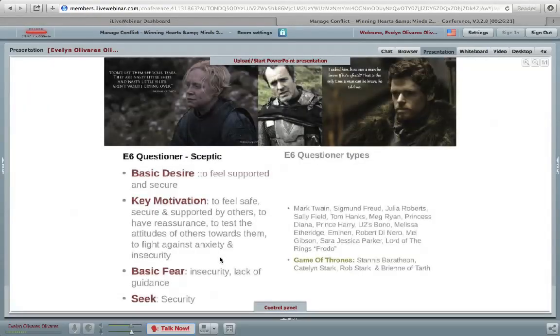Check your answers there on the left-hand side. Other people in the 6 category: Mark Twain, Julia Roberts, Sally Field, Tom Hanks, Meg Ryan, Princess Diana, Bono of U2, Melissa Etheridge, Mel Gibson, Sarah Jessica Parker. If you're into Game of Thrones, Stannis Baratheon, he's a dark 6. Catelyn Stark, Robb Stark, and Brienne of Tarth are all in light.